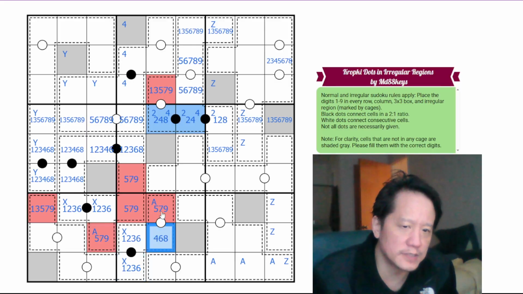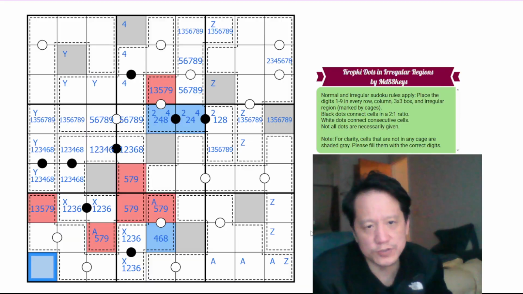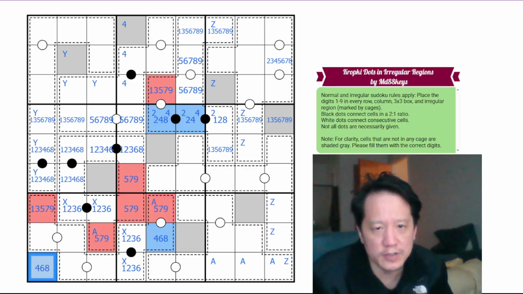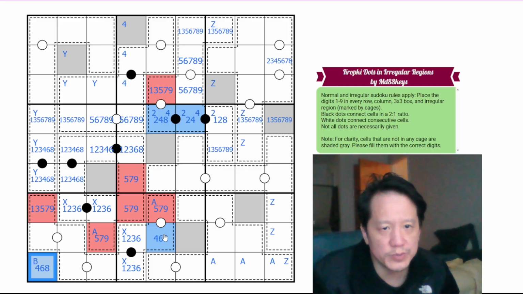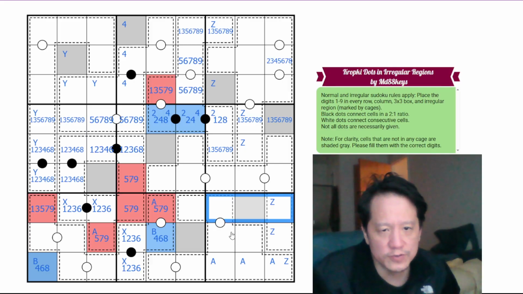That means this cell, where is it in box 7? Can't be any of these. Can't match this, can't match that, so it has to be that. So this is 4, 6, or 8. I guess we'll make it C or B. We'll match that B. So then B has to be one of those 3.